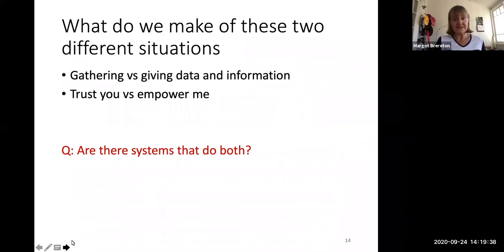So what I am suggesting here is that for these two different situations, one is about gathering data, and the other is about giving data and information. One is about trusting you, the provider, and giving you the data, and the other is about empowering the person with data. And so my suggestion too is that the second approach is much closer to the human experience of the users of this data. The mothers, the health workers, they're using this directly as a part of their experience.